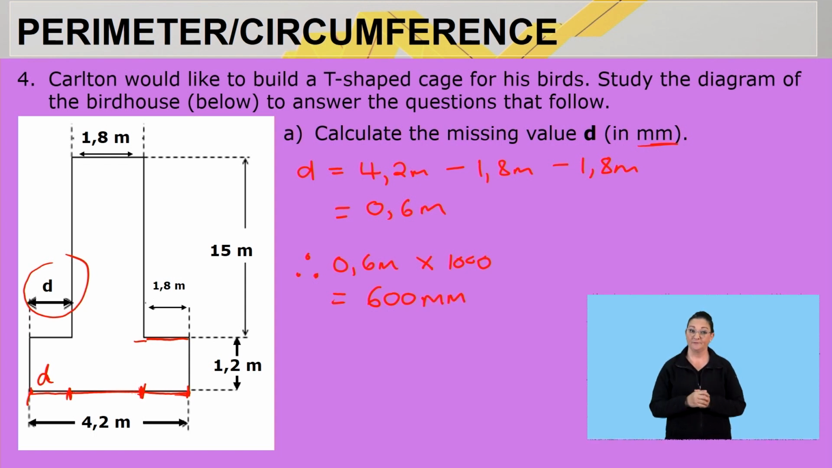Guys, are we clear? So basically, I found the missing value here, D, that length here. I found that it's 0.6. I took the total length of 4.2 meters minus the known 1.8 meters here, minus the other 1.8 meters that's also known to me. I ended with 0.6 meters, and thereafter I converted that to millimeters by multiplying by 1,000. Are we clear, guys? All right. Let us now look at our next question.